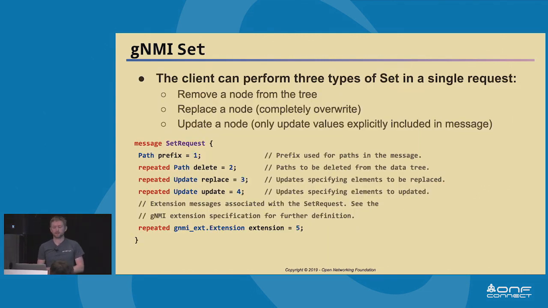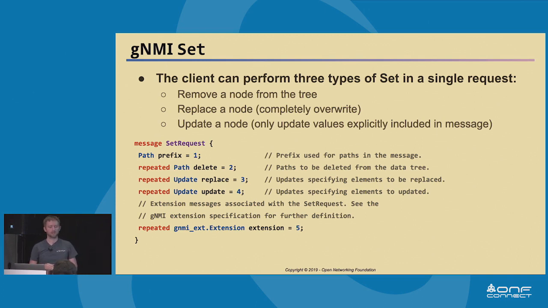So let's look at set. This is the third of our operations. And clients can perform 3 types of set in a single request. The first is delete. So if you want to remove a node from a tree, we can provide a path to be deleted. If you want to completely overwrite a leaf node or subtree, you can replace it. And if you just want to update a node with some explicitly included values, you can use update.